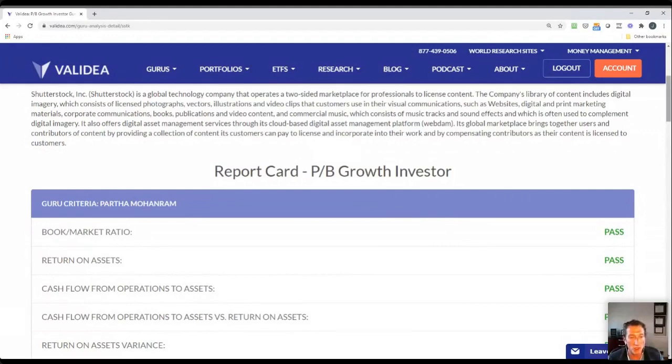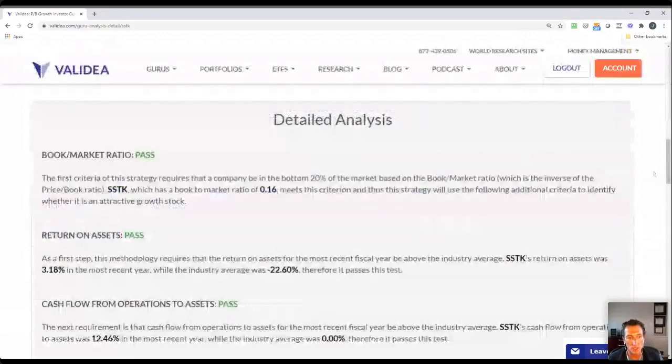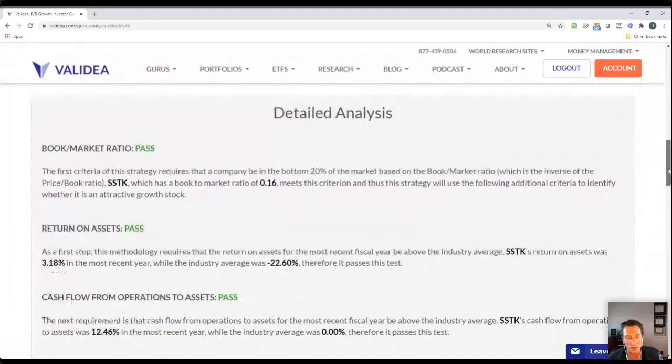To start, the strategy looks for the most expensive stocks in the market using the book to market ratio, or the inverse of the price to book. So it starts out by saying, what are the 20% most expensive stocks in the market? From there, that 20% universe is analyzed through a number of different criteria.